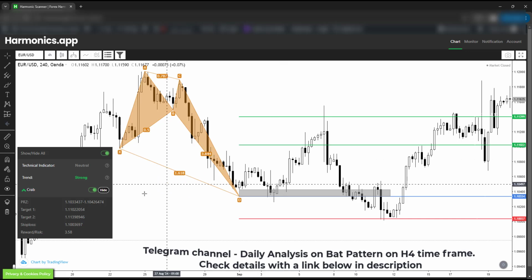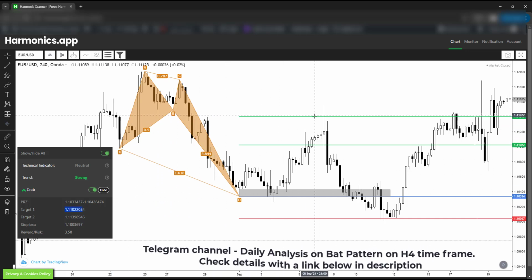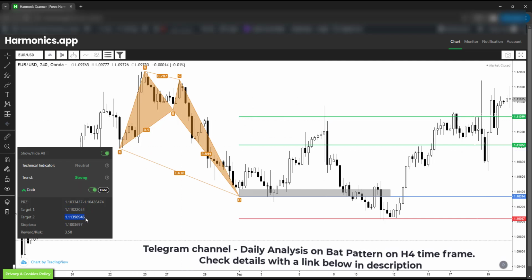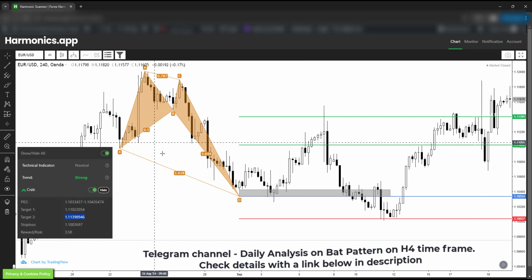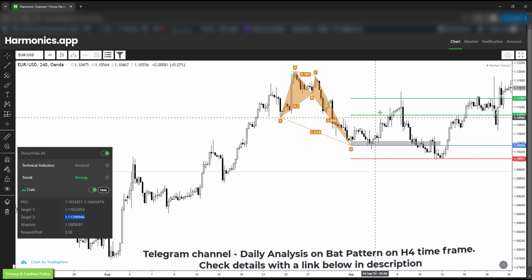This is the green line, which is visible right here, 1.11, and then the price also reached the second take profit, which is target 2, 1.113. Then this crab pattern has been saved as a successful one in this case.